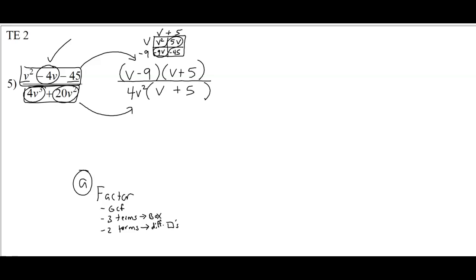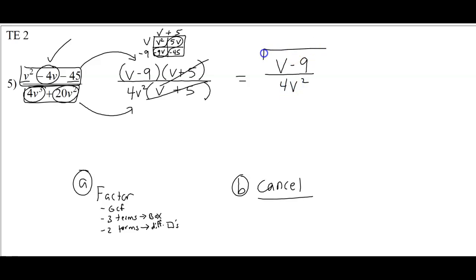So we've done that. The next thing that we're going to do is we're going to cancel out any factors that they have in common. Okay, so v plus 5 and v plus 5 will cancel each other out. And I'm going to be left with v minus 9 over 4v squared.